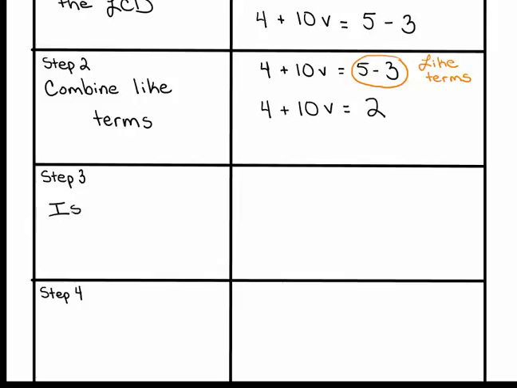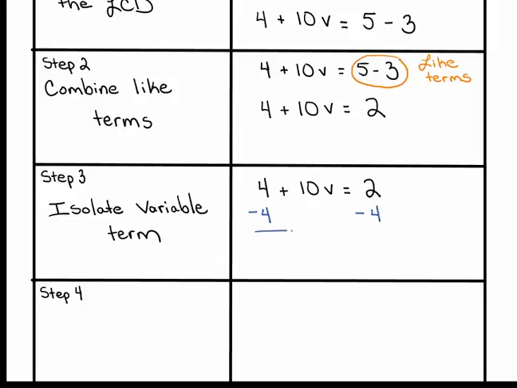Step 3, we are going to isolate the variable term. The variable term in this case is the 10v. So we want to get 10v by itself. Since we're adding a positive 4 to the 10v, we want to do the opposite of adding a positive 4. So we are going to subtract 4 from both sides of the equation to isolate the variable term. We'll be left here with 10v is equal to negative 2.